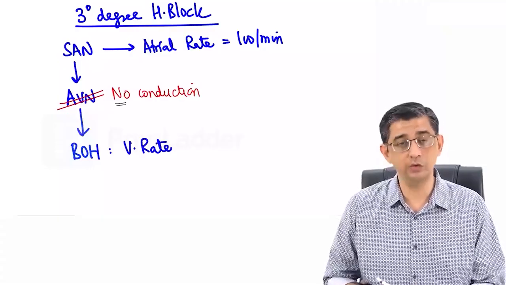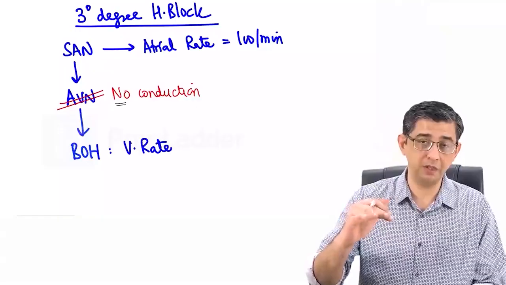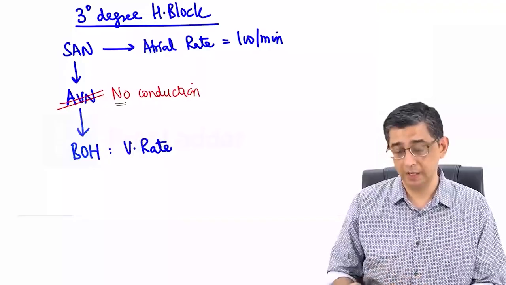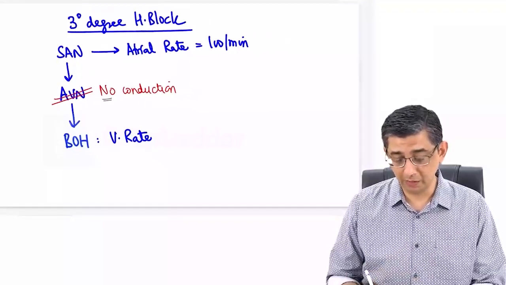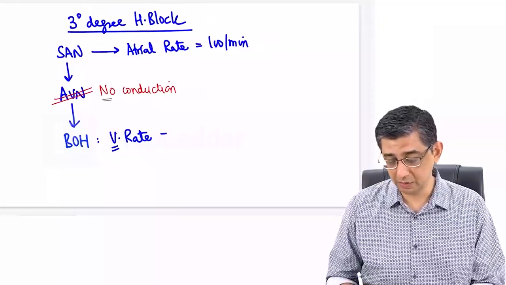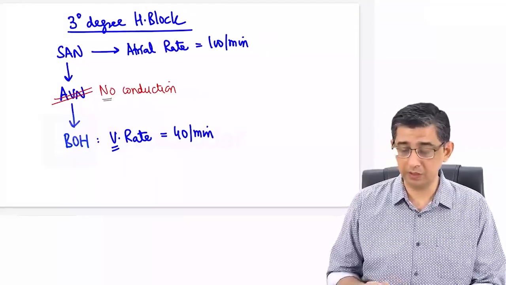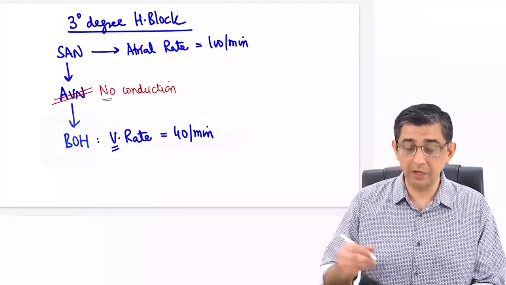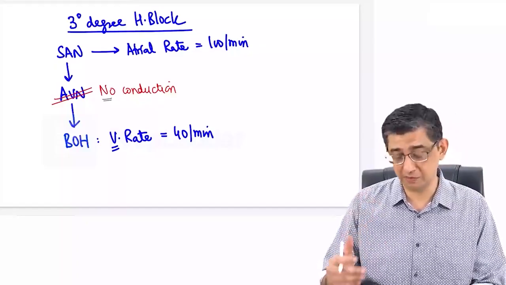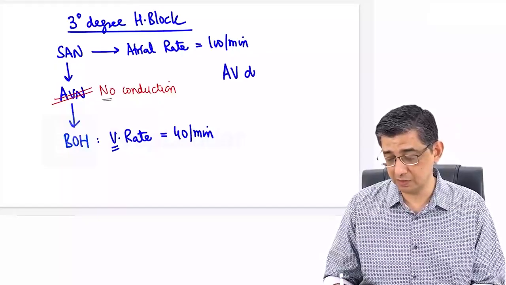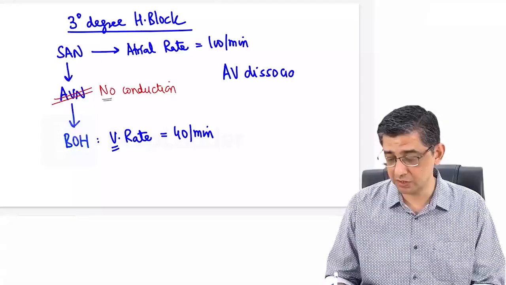Bundle of His. Whenever a pacemaker is malfunctioning, the pacemaker below it will take over the function. So in a person with third degree heart block, the ventricular rate is controlled by the bundle of His, as a result of which the ventricular rate will be only 40 per minute. Now, if you look at the mathematical association here, the atria are beating about 2.5 times faster as compared to the ventricular rate. So one reason why these patients will be having syncopal episodes is AV dissociation.